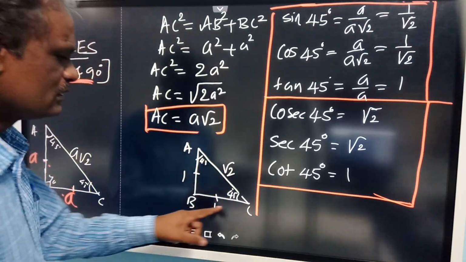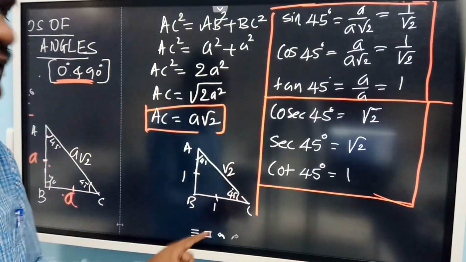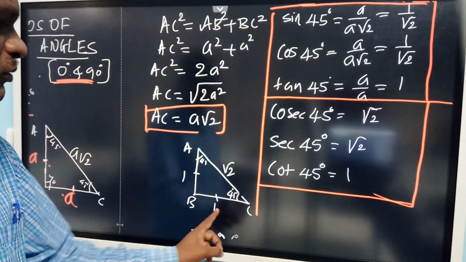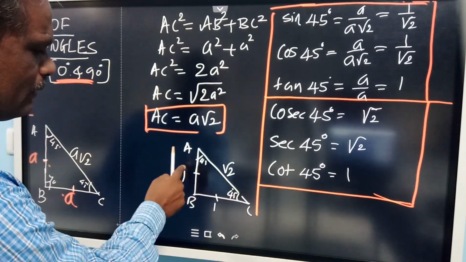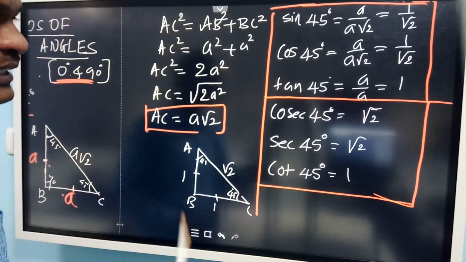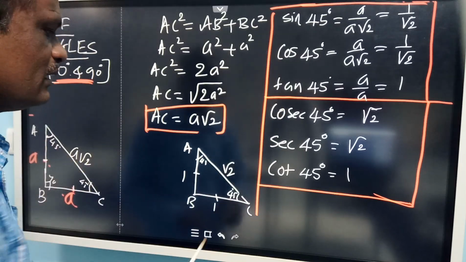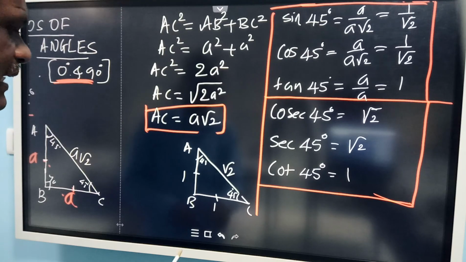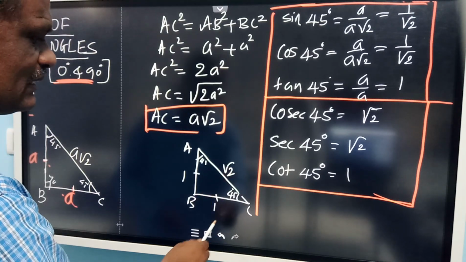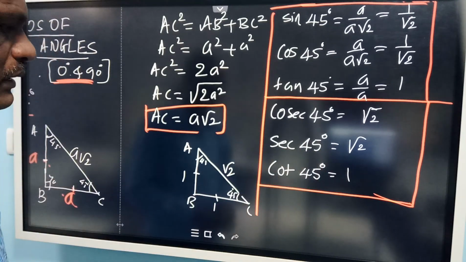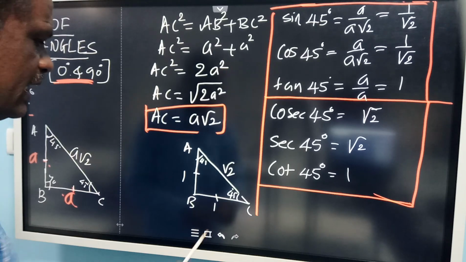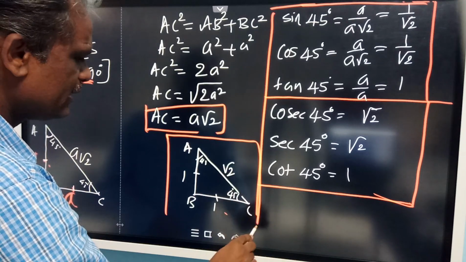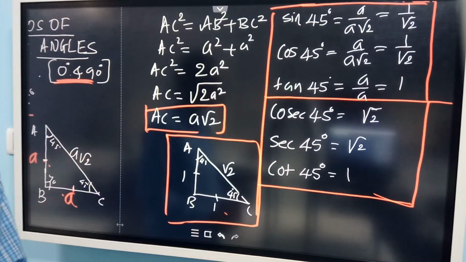So you can say sine 45 is 1 by root 2, opposite side by hypotenuse. Cos 45, adjacent side by hypotenuse, 1 by root 2. Tan 45, opposite by adjacent, 1 by 1, it is 1. Cosec 45, hypotenuse by opposite side, root 2 by 1, it is root 2. Secant 45, hypotenuse by adjacent side, root 2 by 1, it is root 2. Cot 45, adjacent by opposite side, 1 by 1. If you remember this diagram, you can write all these ratios very easily.